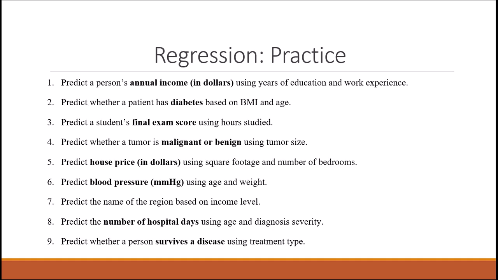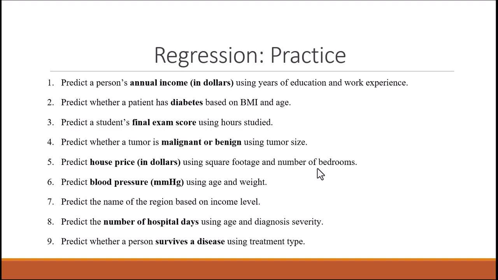The fourth one, predict whether a tumor is malignant or benign using tumor size. So we want to see whether the tumor is malignant or benign. So we have two classes here. It is a classification problem and we cannot use linear regression. And the fifth one is predict house price in dollars using square footage and number of bedrooms.